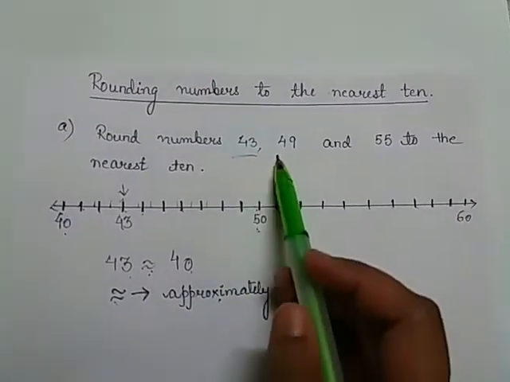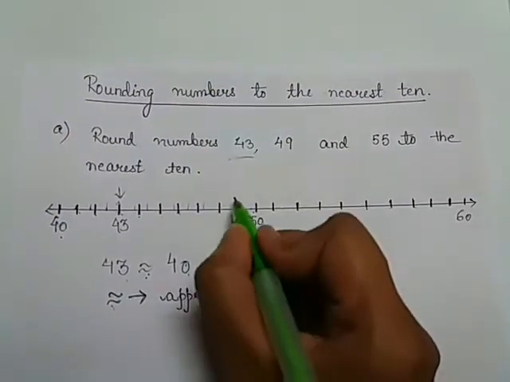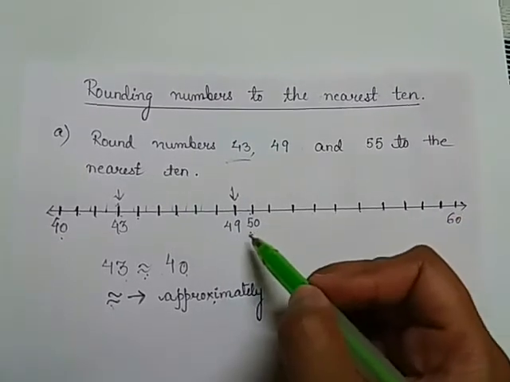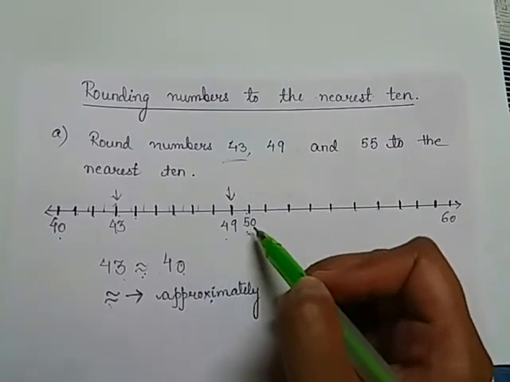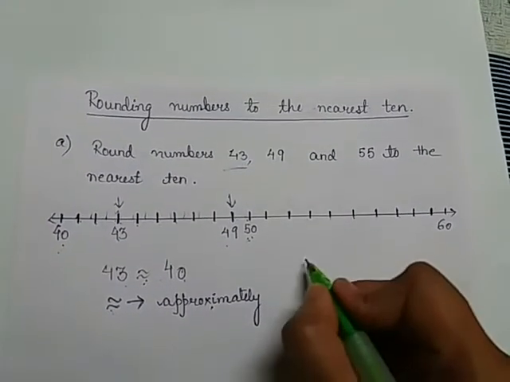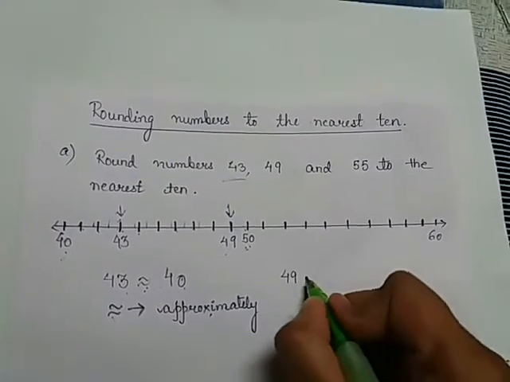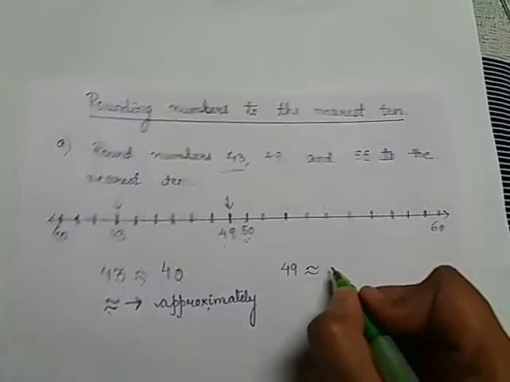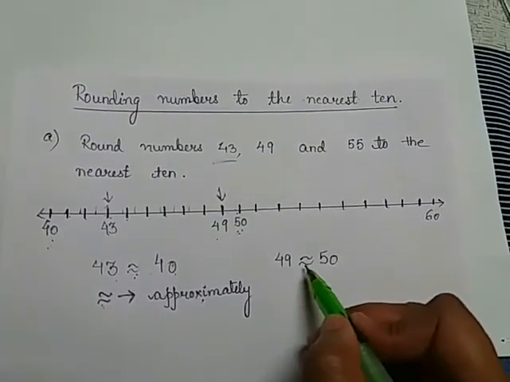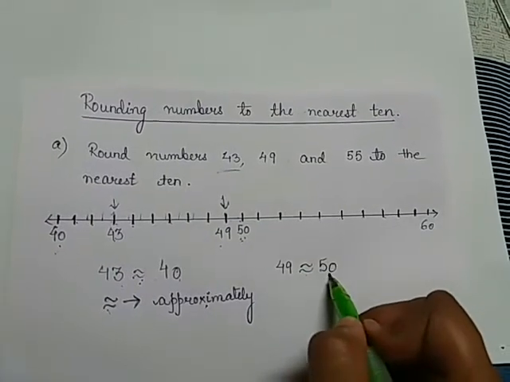Now let's come to 49. This will be 49. Now we can see that 49 is much closer to 50 than 40. So naturally the round off of 49 is 50, or we can say that 49 is approximately 50.